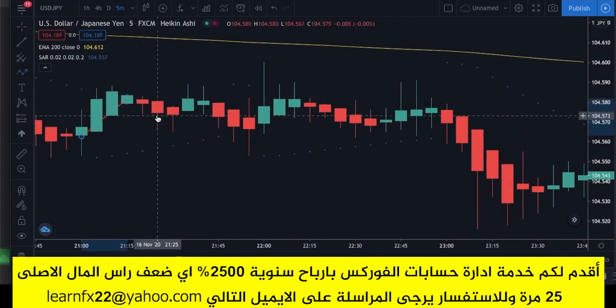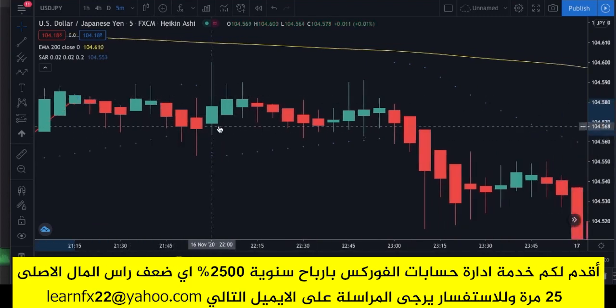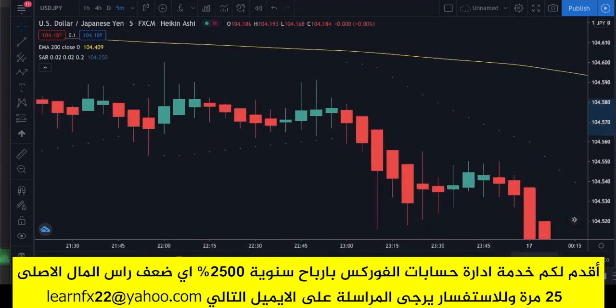But we cannot open a short position here, because the parabolic SAR is below the price. And in short positions, we need the parabolic SAR to be above the price. Because if it is not above, we cannot put a stop loss to our trade. Let's move to another entry.